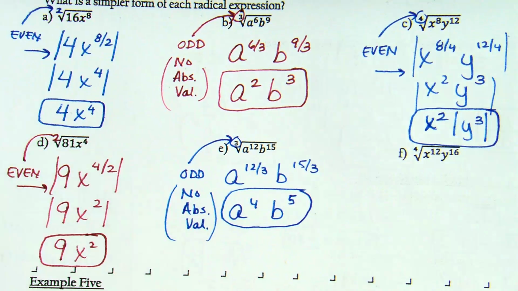Okay, F. The beginning part is easy at this point, I hope. If you've been awake and with me, the beginning part is easy. X to the 12th, y to the 16th. What are we doing with those? Dividing by 4.